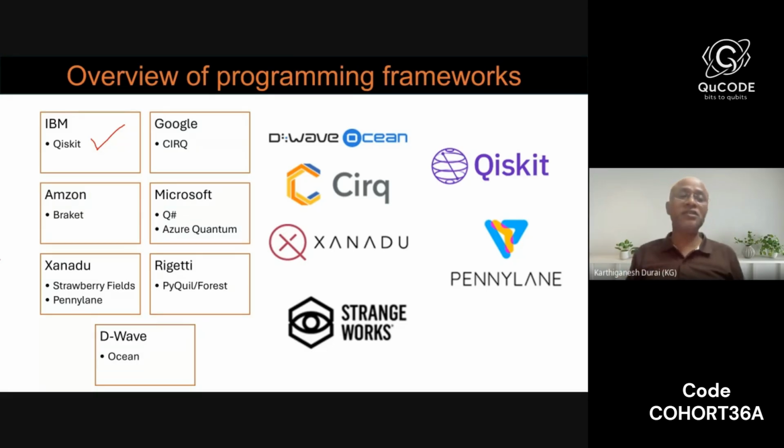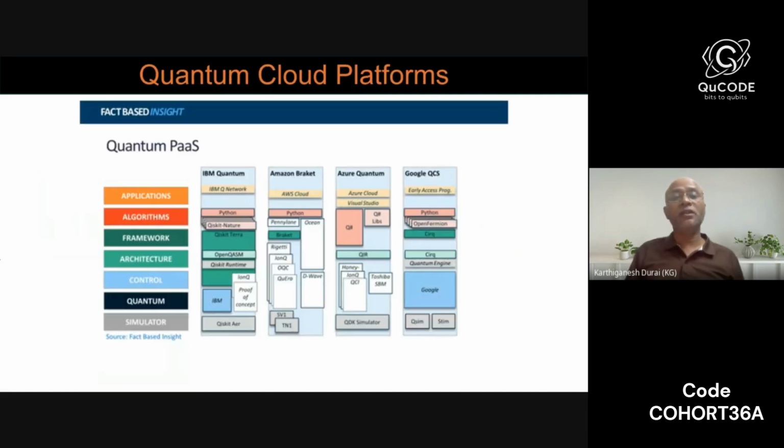For you, I suggest start with IBM Qiskit. Then these are the cloud platforms through which you can access a quantum computer, because as I told you, it is $15 million to $40 million. Not everyone can afford to buy a quantum computer. So obviously, we are accessing the quantum computers through the cloud.